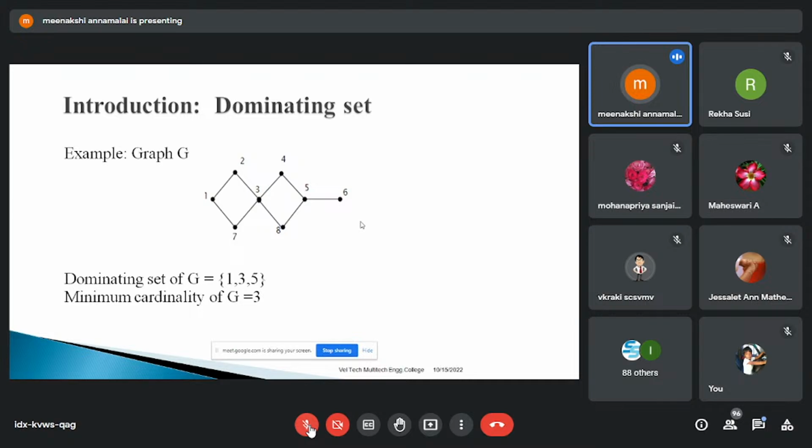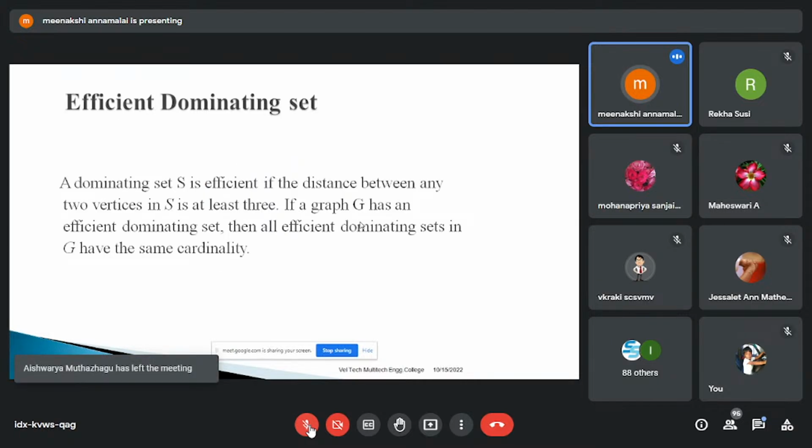Next, what is an efficient dominating set? This is the important thing here. The efficient dominating set plays a very important role in networks. So what is the efficient dominating set? A dominating set S is said to be efficient if the closed neighborhoods of the members present in S have pairwise intersection equal to empty. In efficient domination, the dominating set is unique for a graph.